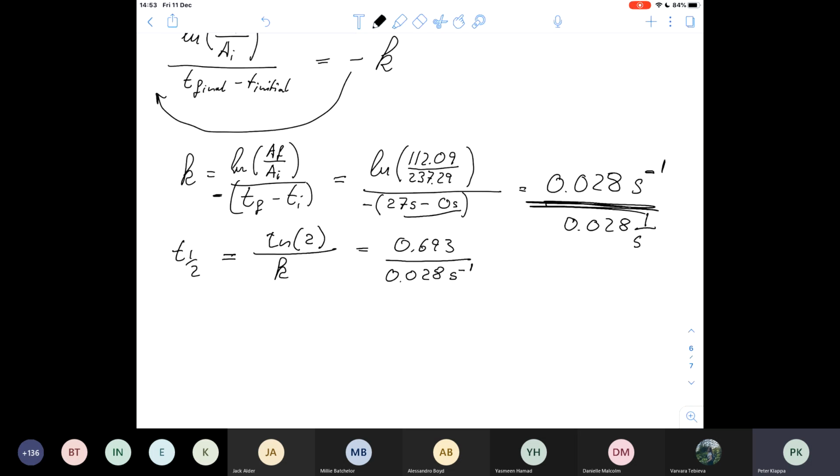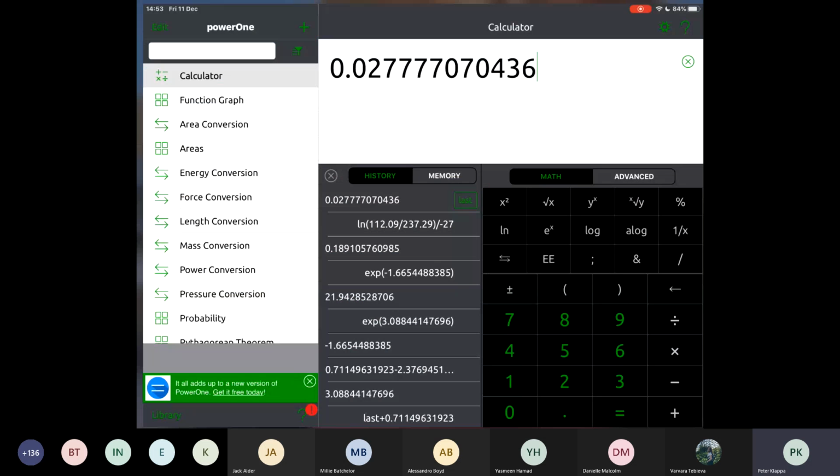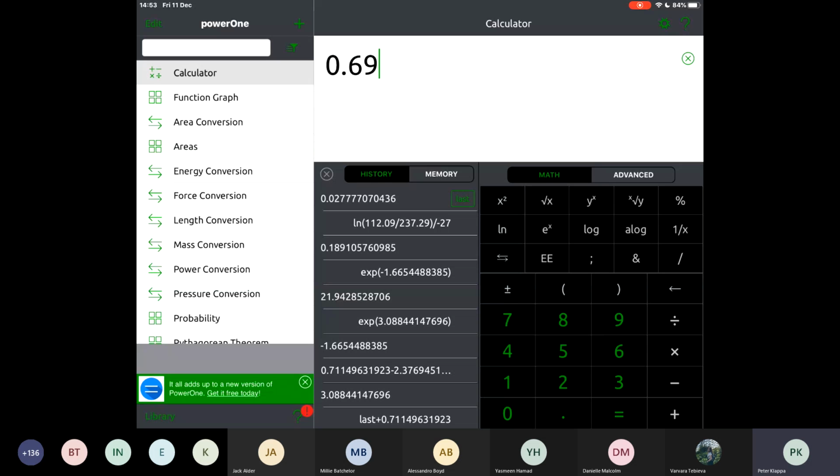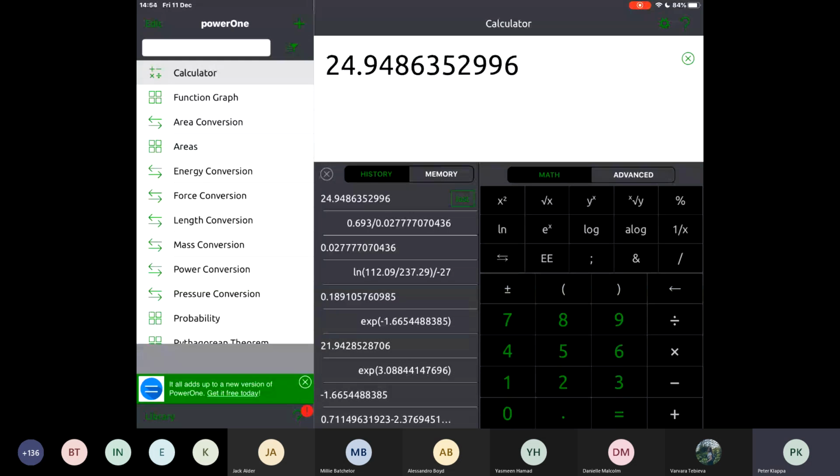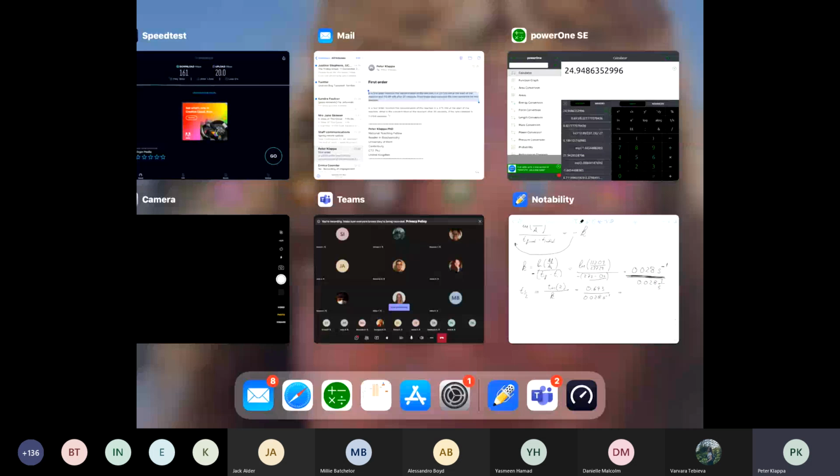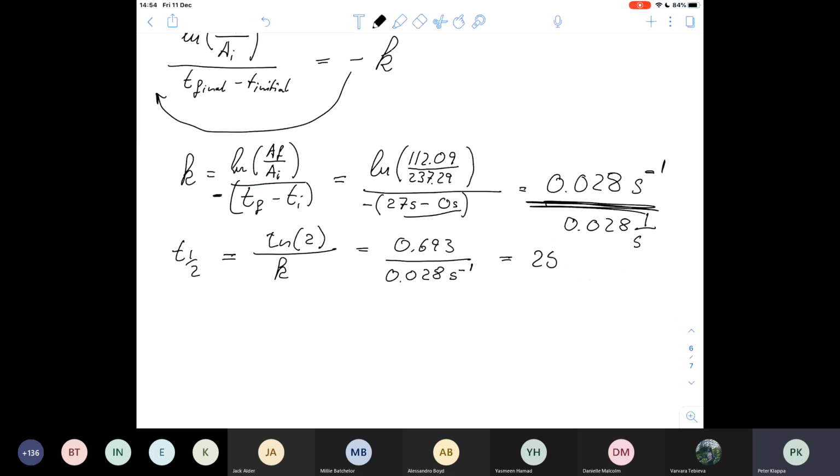So I can calculate that. I just simply do 0.693 divided by the value that I had earlier. So that would be roughly 25. And of course, the unit s to the -1 in the denominator gives seconds. So my half-life for this reaction is 25 seconds. So that's my half-life, and that is my rate constant. Does that make sense?